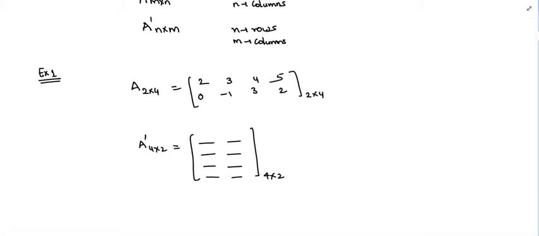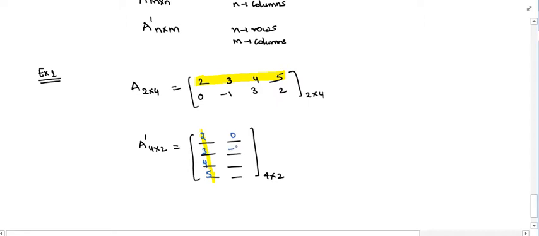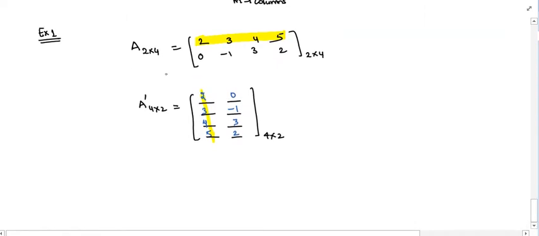It's actually very simple. You read it horizontally from left to right and write it vertically from top to bottom. So the numbers are 2, 3, 4, 5. Write it here, 2, 3, 4, 5. So basically what happened? The row becomes the column. Same is for the second one, 0, minus 1, 3 and 2. Easy? Okay.